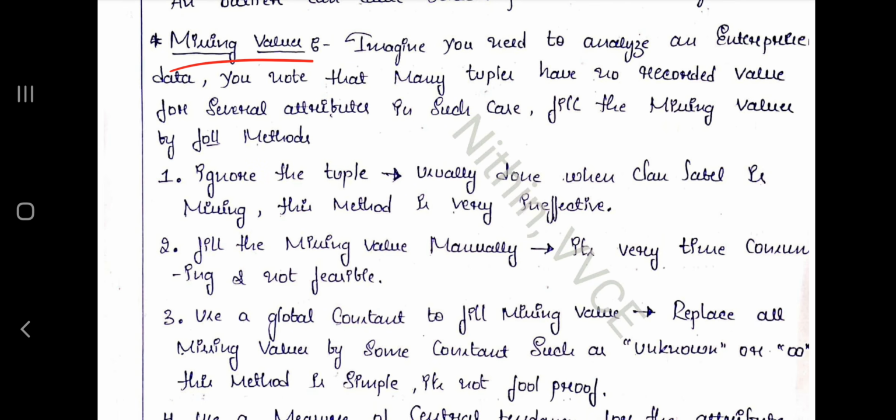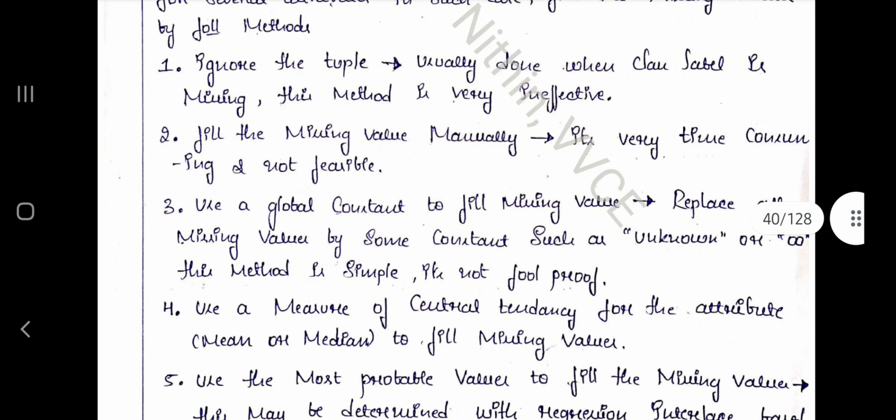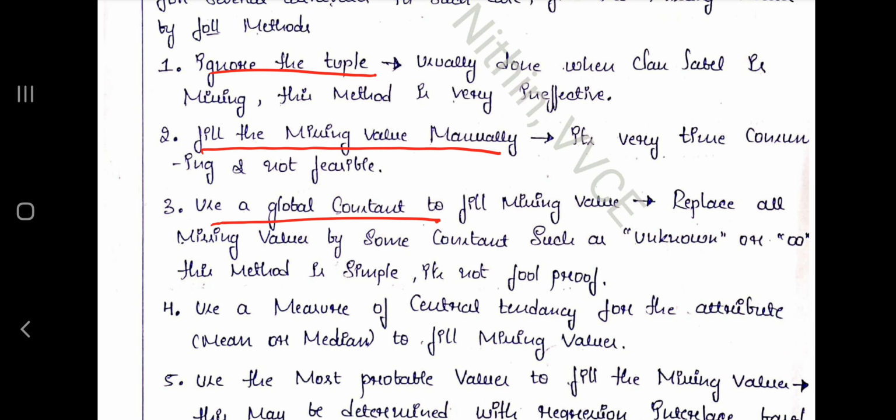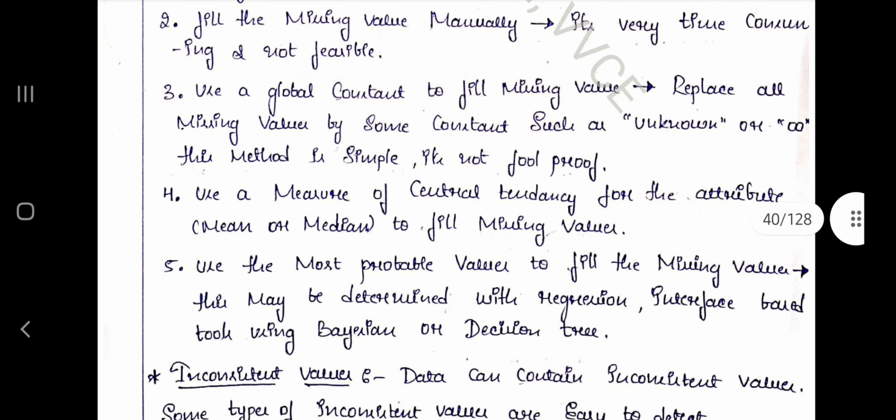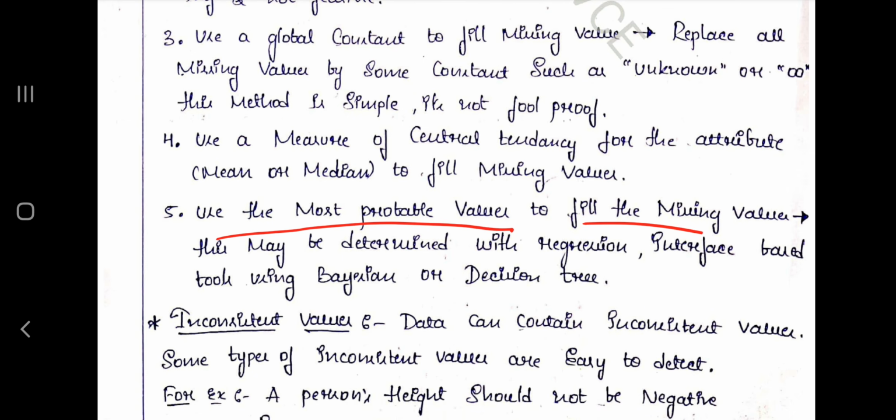Missing values. In missing values there are some algorithms which you can use to fill the missing values. Either you can ignore the row which has missing value, or fill the missing value manually based on your information, or you can use the global constant to fill the missing values. Means wherever missing values they will fill one constant value, or you can use a central tendency, means mean value you can put there, or the most probable value to fill the missing value.